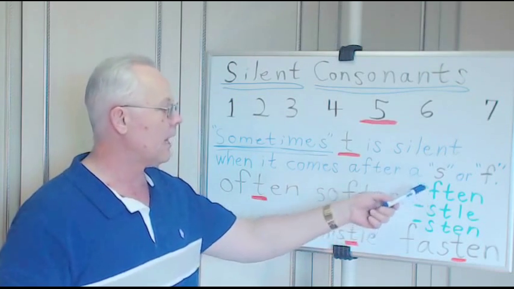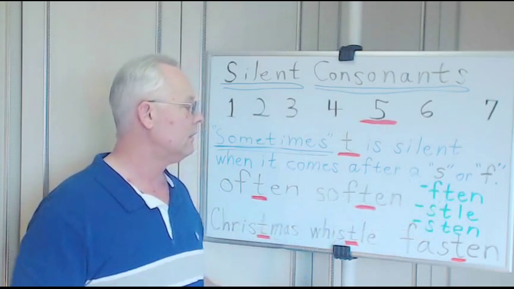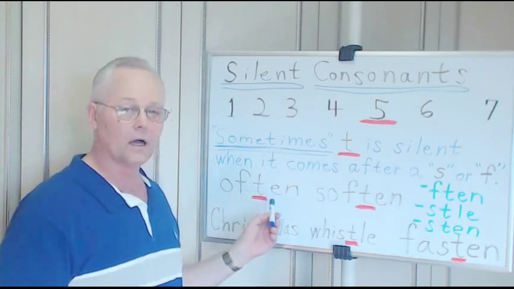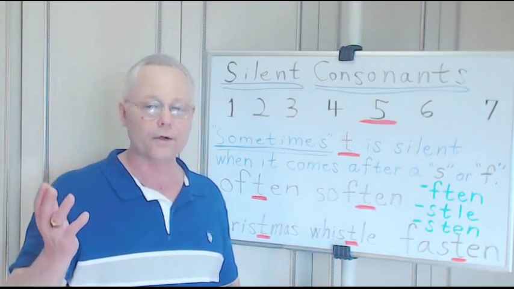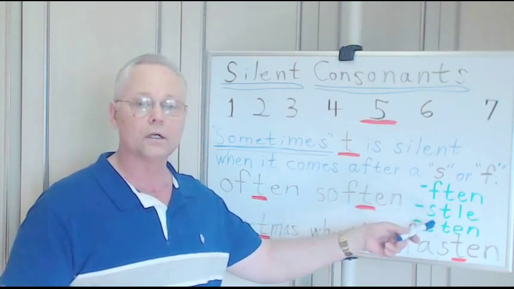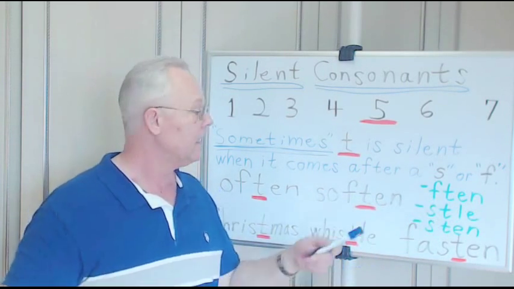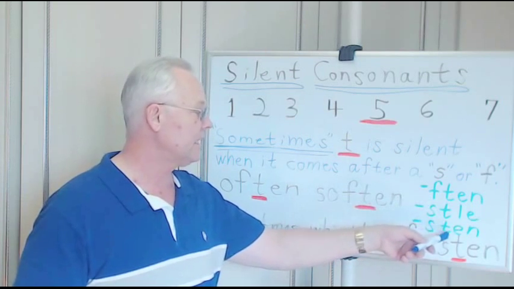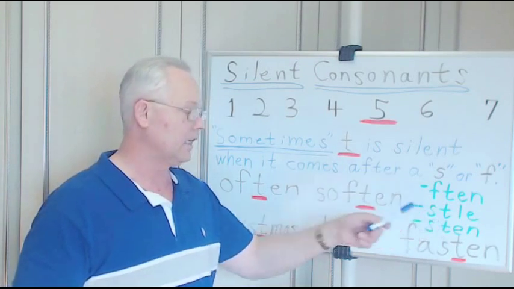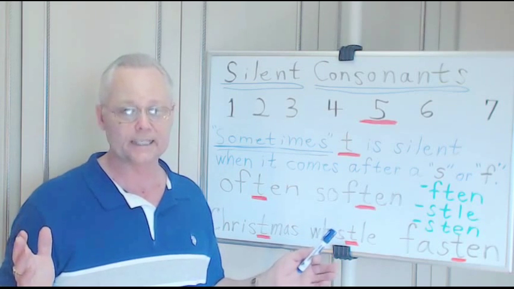Okay, fasten. Now, if you see words that end with F-T-E-N, like we see in soften and often, there's a very good chance that the T is going to be silent. If you see a word that ends S-T-L-E, it's very likely that the T will be silent. S-T-E-N, with the E-N, it's very likely that the T will be silent. It isn't always the case.